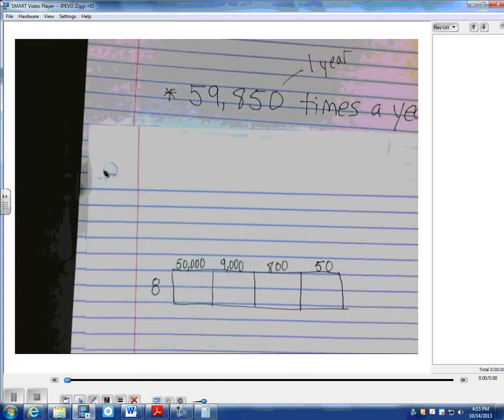So you could do it using the area model as well. And then once you get that answer, just make sure you label it. All right, so again, don't forget to show your work and make sure you label the word problem.